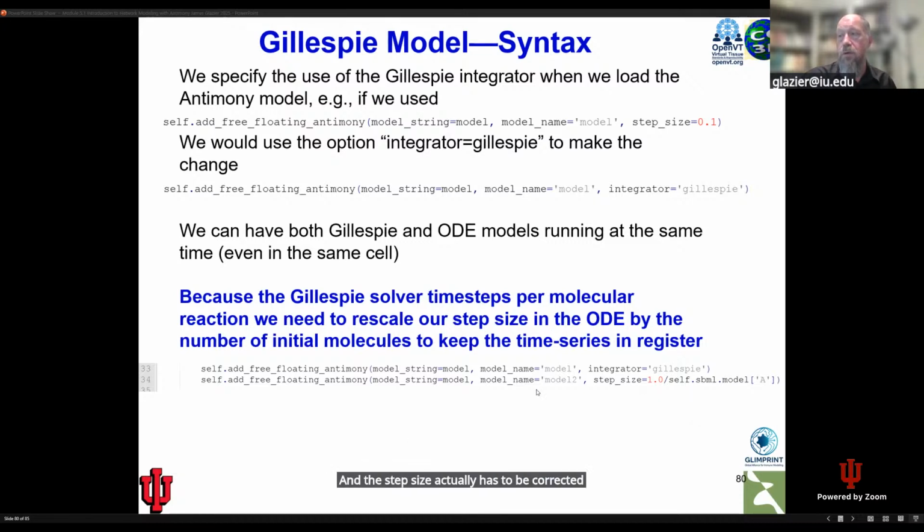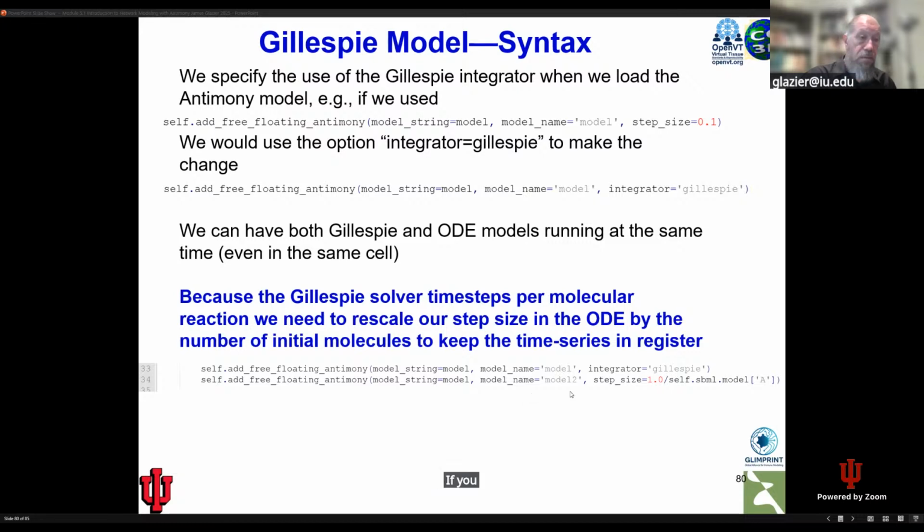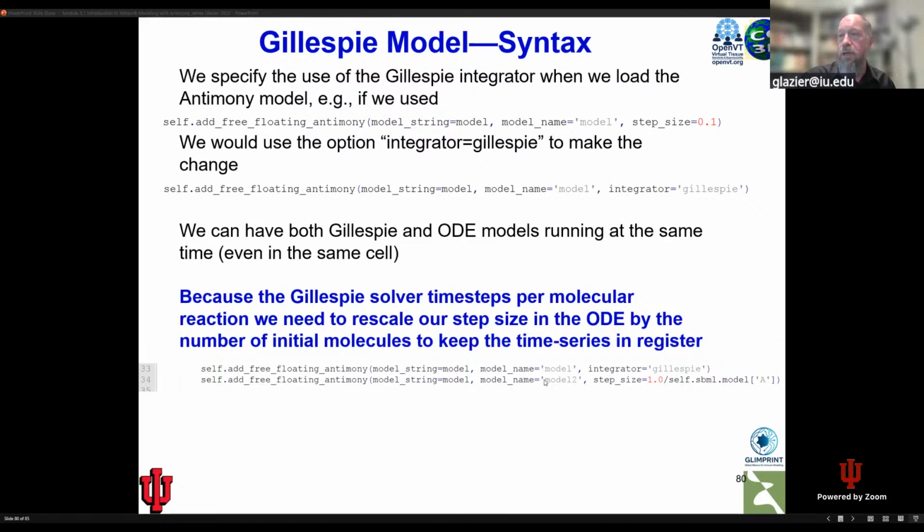So I want you to try this. This will be the last thing we're going to do. If you don't have time to do this now, I would suggest you try it during the break. I'm not going to have too much time because we're almost out of time. In line 33, integrator equals Gillespie instead of step size equals 0.1. And if you want to be fancier, you would write actually, well, we're not going to do this one.